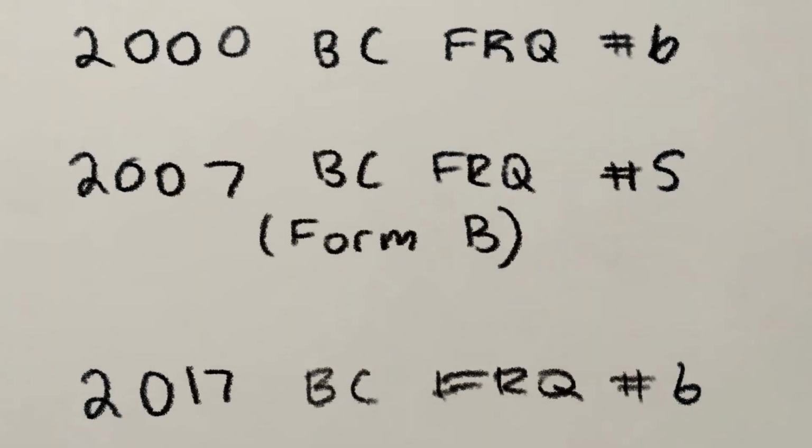For more practice, see 2000 BC FRQ number 6, 2007 BC FRQ number 5, specifically Form B, and 2017 BC FRQ number 6.